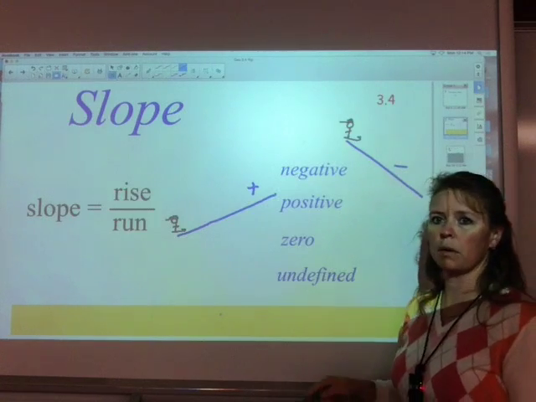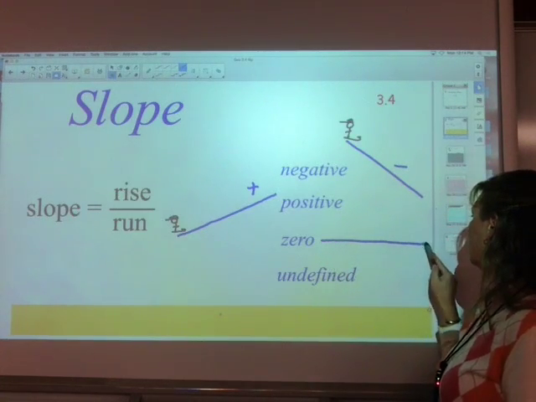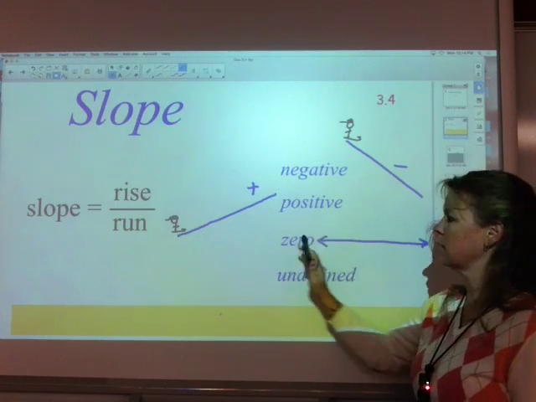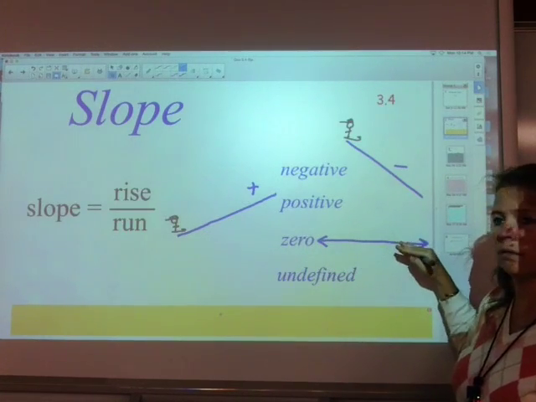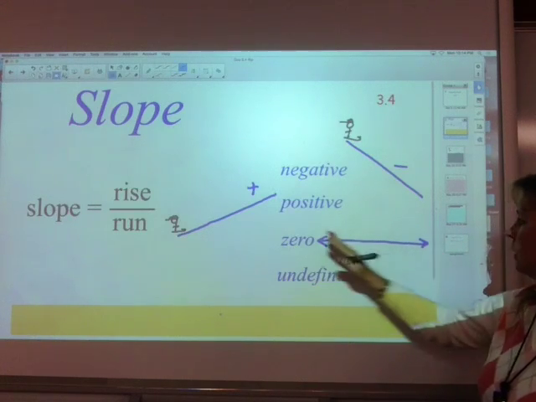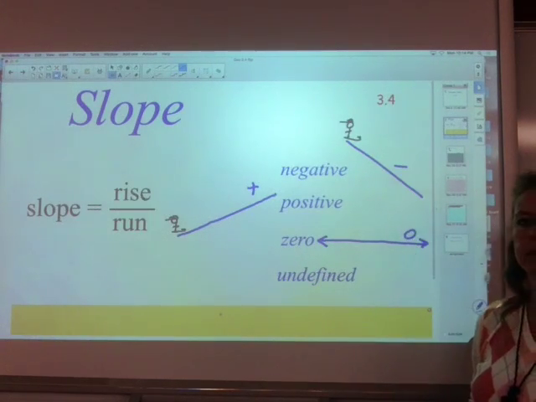A zero slope. You're skiing, but you're not going uphill or downhill. You're just skiing straight across. No slope, nothing hard to go uphill, nothing fast or fun to go downhill. You just cruise right across. That is a zero slope.